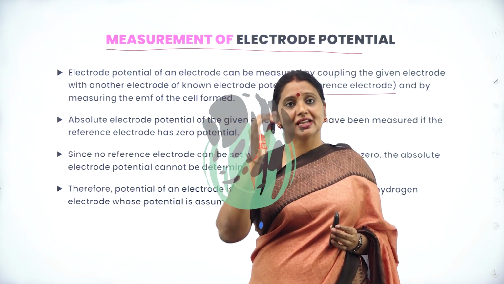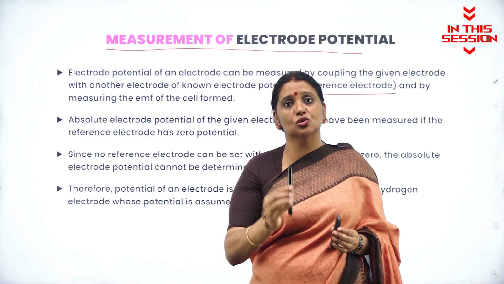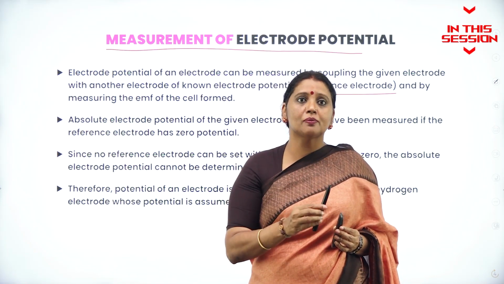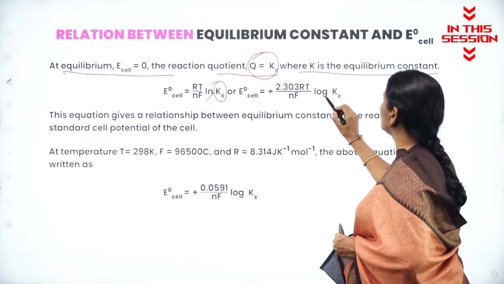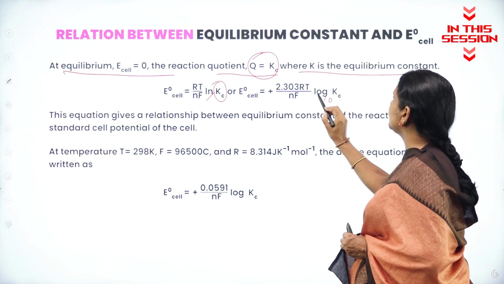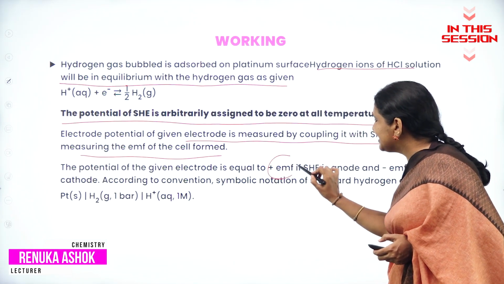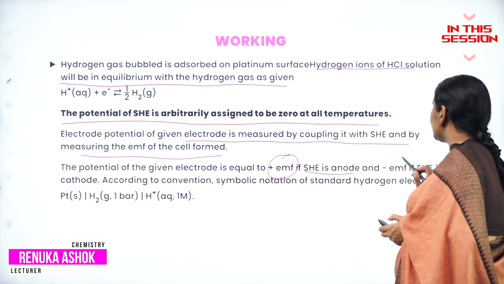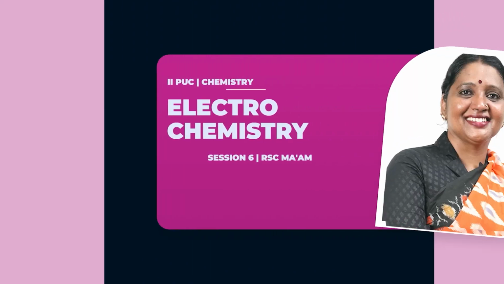Reference electrode is an electrode whose electrode potential is known to us, as well as it is used to measure the electrode potential of other electrode. If you convert log natural to log to the base 10, it is 2.303 RT by nF log to the base 10 Kc. The potential of the given electrode, if it is equal to plus EMF, she is anode. If it is minus EMF, she is cathode.